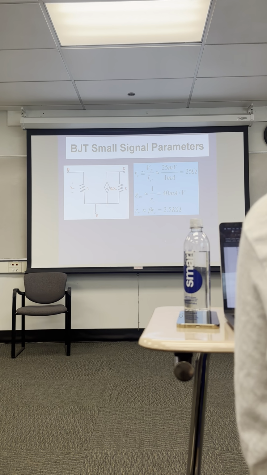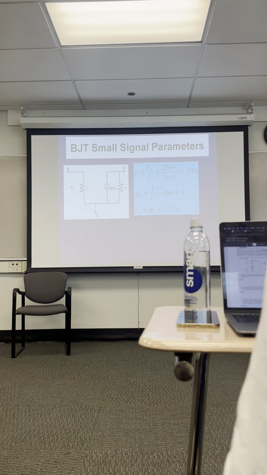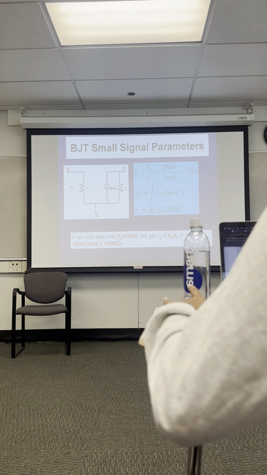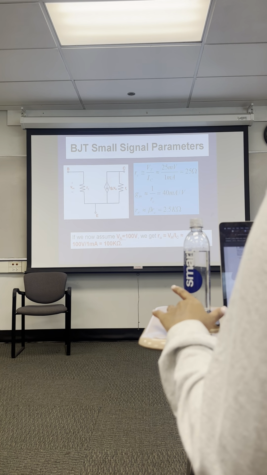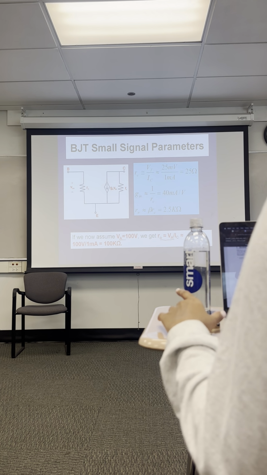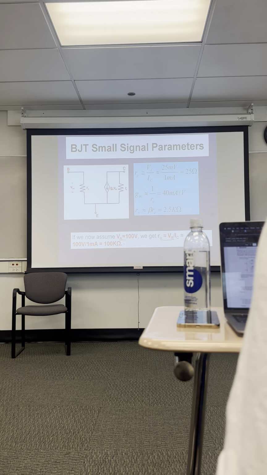The small signal parameters: r_e, V_T over I sub C, 25 ohms. g sub m is 1 over r_e, 40 milliamps per volt. And then r pi is beta times r_e. This is actually beta plus 1 times r_e, it's just leaving out the plus 1, 2.5K. And if an Early voltage is given as 100 volts, r_o is the Early voltage over I sub C, so it's approximately 100K ohms. So we have the four small signal parameters, so we're ready to draw a small signal diagram.